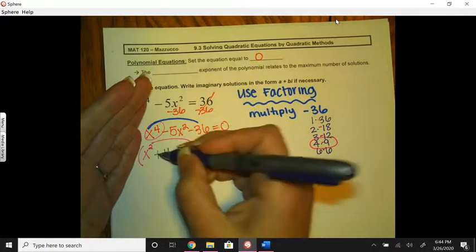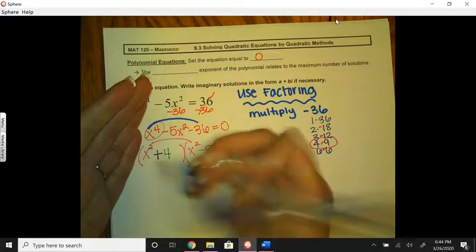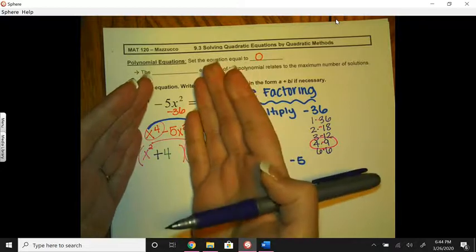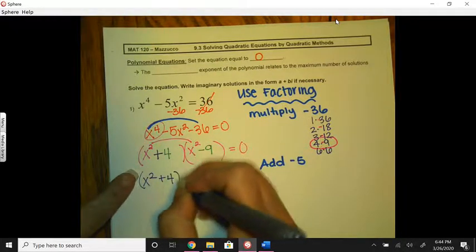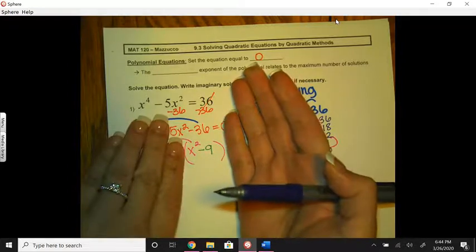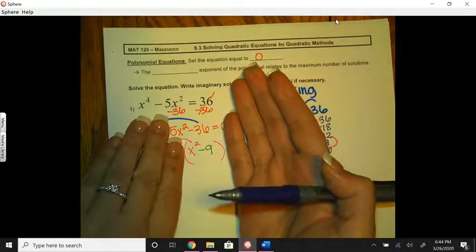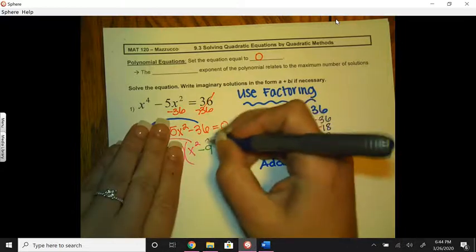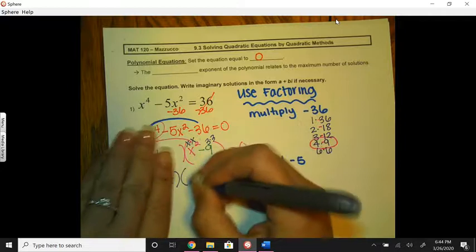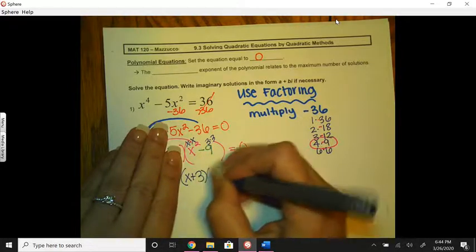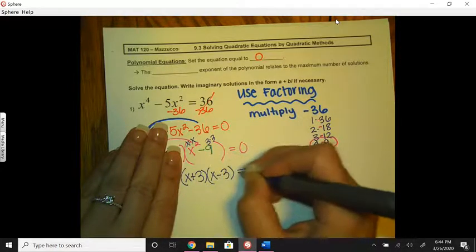Because this is a plus and this is a square, we learned when we learned to factor that that can't be factored. That is not a difference of squares. That's a sum. So the x squared plus 4 can't be factored further. But this x squared minus 9 is a difference of squares. And because 3 times 3 is 9 and x times x is x squared, we can split this into x plus 3 and x minus 3 and factor that.